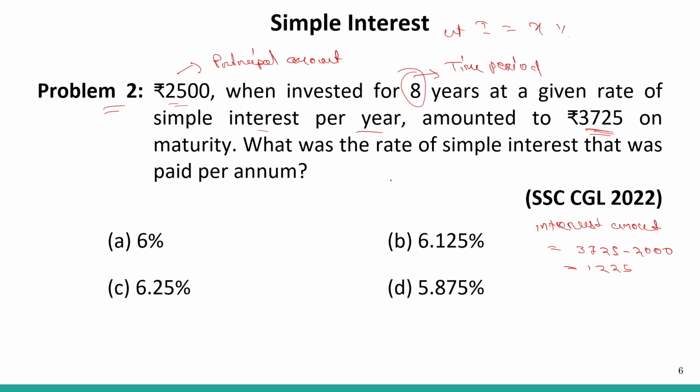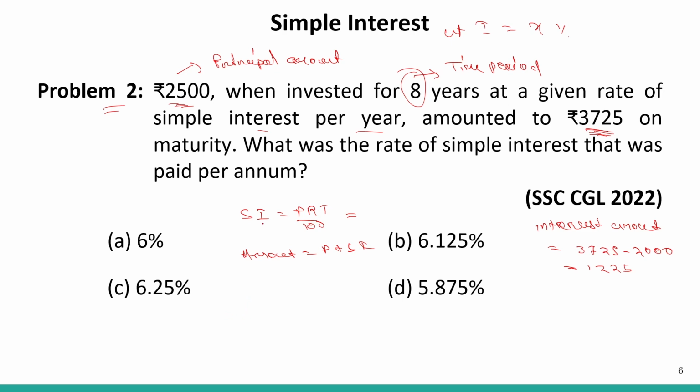So what we are given is a principal amount of 2500. It is invested for 8 years, and the amount sums up to 3725. So simple interest is equal to what? SI is equal to PRT by 100, when R is in percentage. And amount is equal to P plus SI, right? So let's use the formula and solve it down.